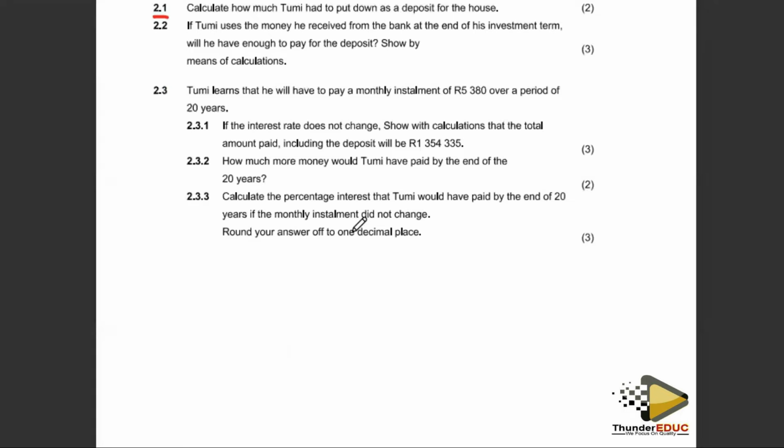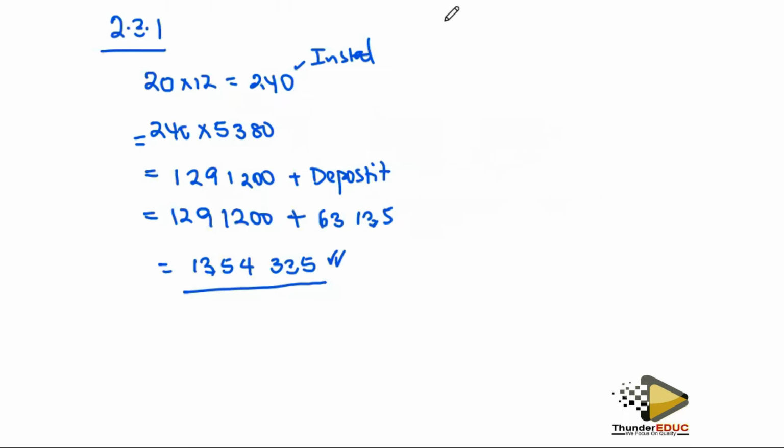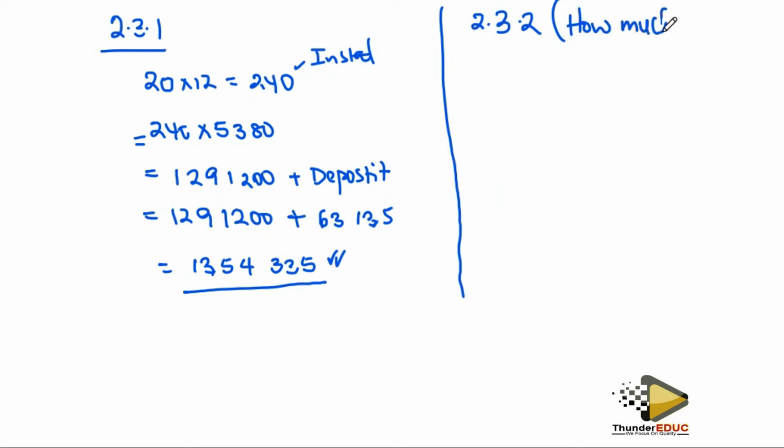2.3.2. How much money would Tommy have paid by the end of the 20 years? They're asking, how much more money by the end of 20? Now, how much more money are we looking at? 2.3.2. We are saying how much more money. This "more" here asks us to subtract. It shows us that we need to subtract. But subtract what and what?